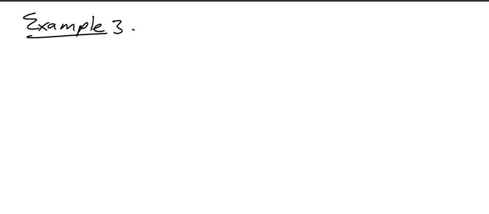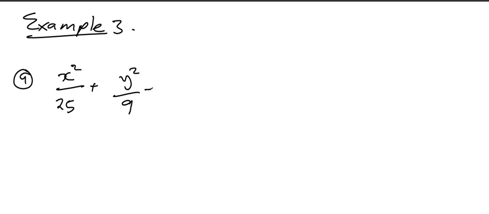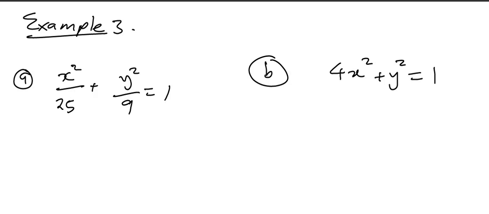Let me give us an example here. I'll give you two, which will be very sufficient, and then one is going to be an exercise. So there's (a) x squared over 25 plus y squared over 9 is equal to 1. Then (b) 4x squared plus y squared is equal to 1. So this is question 1, and this is what I'm going to do, these two. Then question 2 just says find the equation.